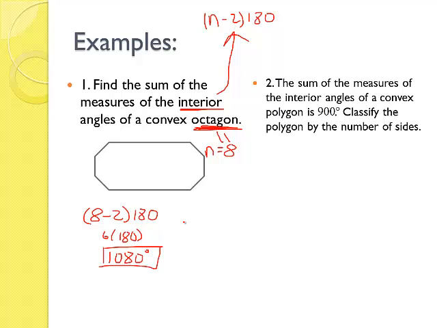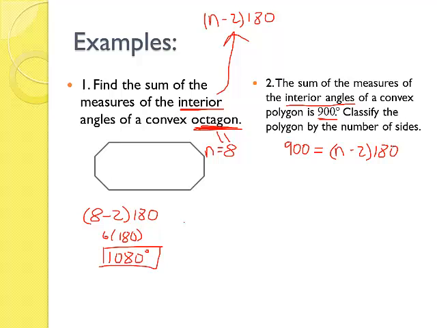So that's 1. What about number 2? We have the sum of the measures of the interior angles of a convex polygon is 900 degrees. Classify the number of sides that the polygon has. So we don't know the number of sides, but we do know that the sum of them is 900 degrees. So we could say 900 equals the n minus 2 times 180.